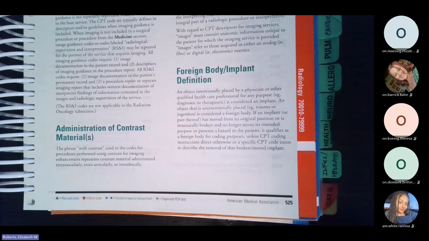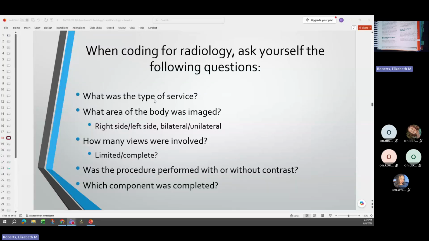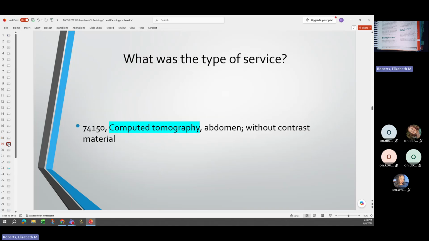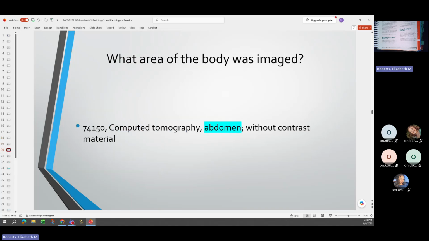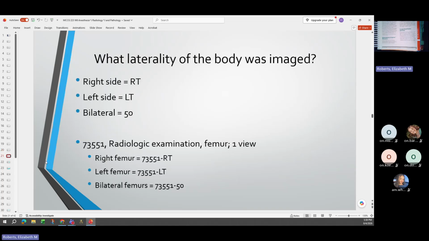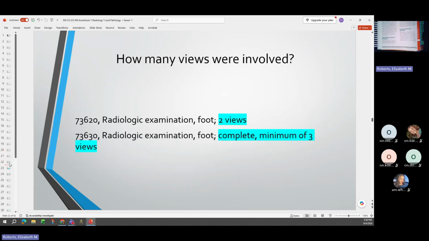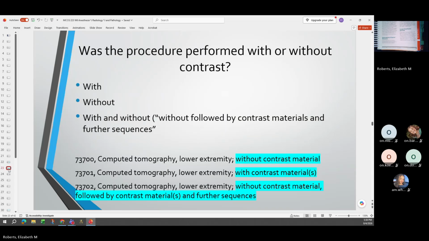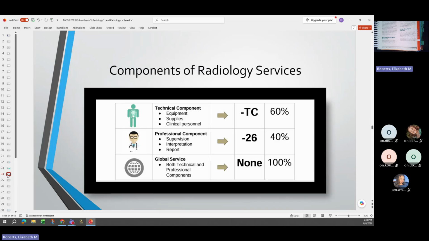Oh, yeah. Oh, look, I just get to talking and I'm not even remembering what I put on my slide deck. So yeah, I have lots of slides. I've just been on the one side. So here's the slide for the type of service. Here's a slide for what area of the body was imaged. Laterality. Views. Contrast. And components. This is the visual that I was looking for.